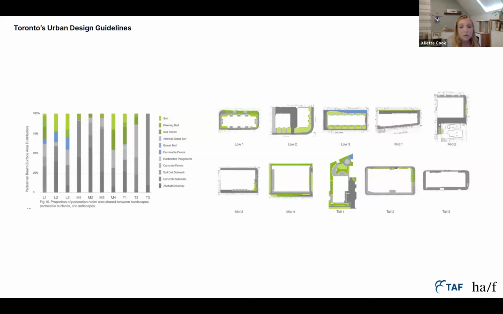And so the low-rise and townhouse projects have the most softscaping, between about 25 to 30%, and have 5 to 10% permeable paving, while the mid-rise and tall buildings generally have between 85 and 100% impermeable hardscaping at the ground level. There were notable exceptions to this, being mid-4 and tall 1 on this graph. These projects are located outside of the downtown core, where building footprints typically occupy a larger share of the site area, which leaves less available for the pedestrian realm, whether hardscape or vegetated surface.